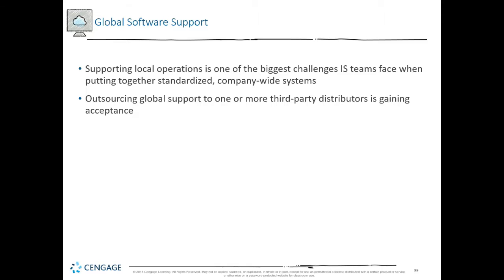Global software support. Supporting local operations is one of the biggest challenges an IS team faces when putting together standardized company-wide systems. Outsourcing global support to one or more third-party distributors is gaining acceptance.